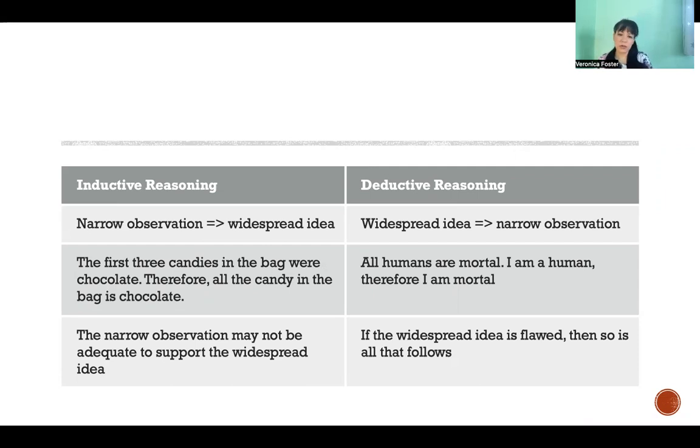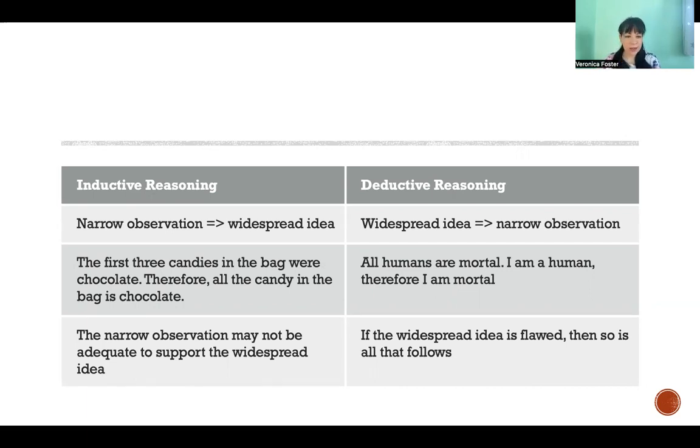So for inductive reasoning, here's an example of how it's done. Let's say we have a big bag of candy and we don't know what kind of candy is inside. If we take out the first three pieces of candy and find out that they're chocolate, inductive reasoning would be if we said the first three pieces of candy are chocolate, therefore all of the candy in this bag is chocolate. So that might be correct, but depending on how many pieces are in the entire bag, that will affect how confident we can be in that conclusion.